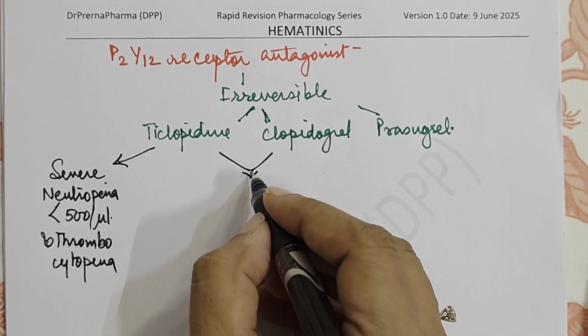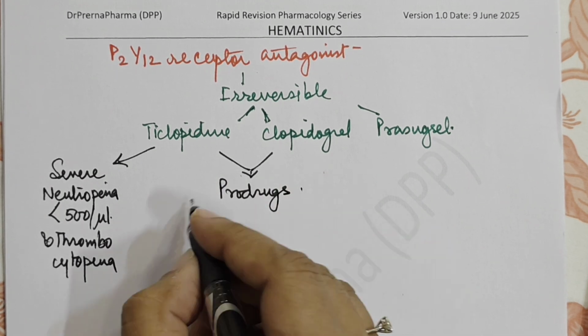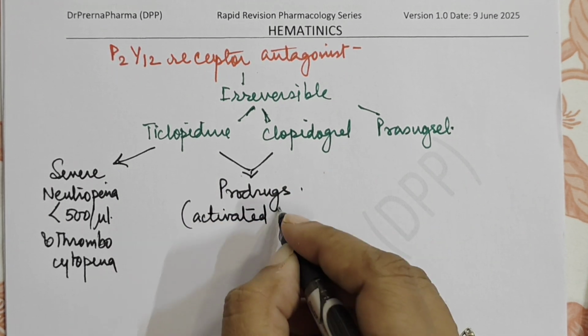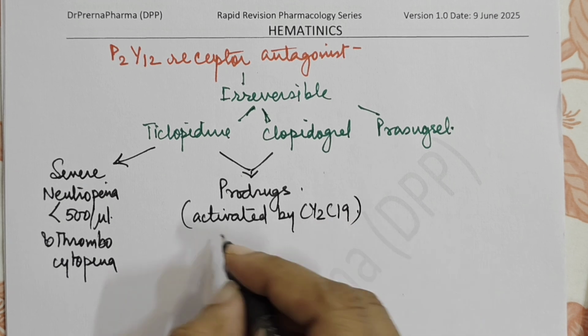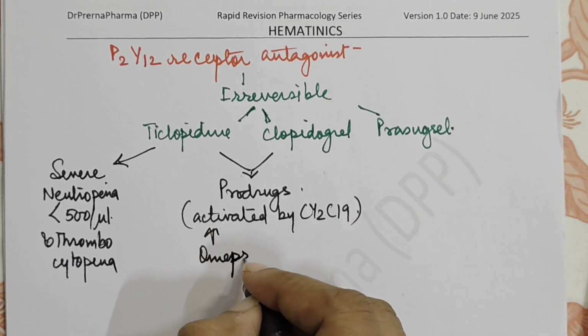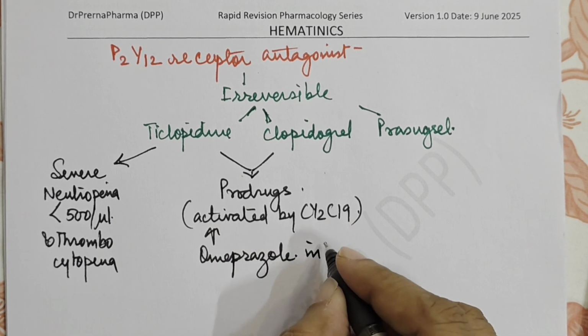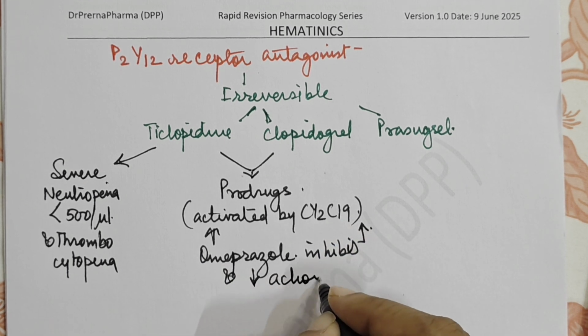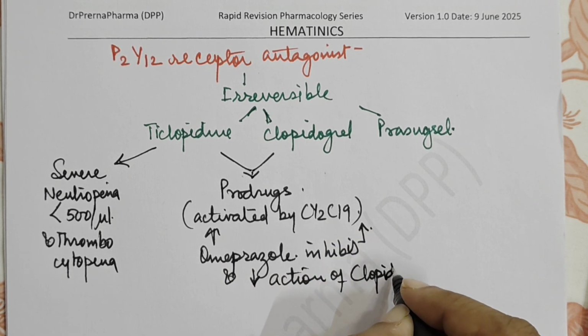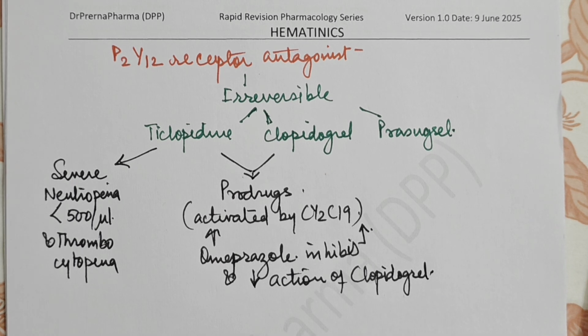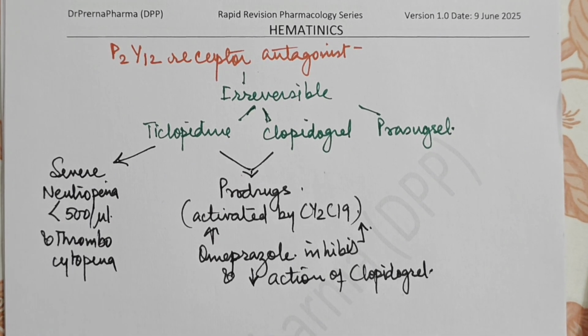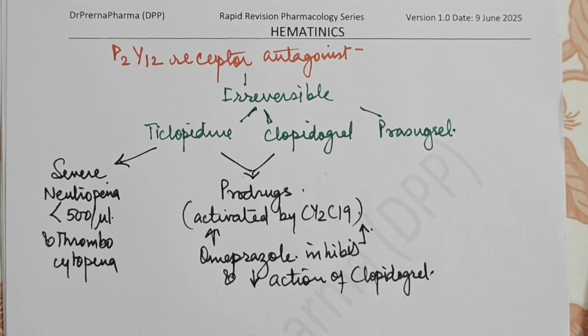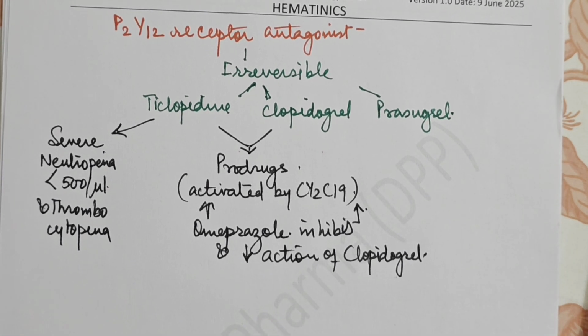Another important thing: ticlopidine and clopidogrel both are prodrugs, and they are activated by CYP2C19. And if you remember, omeprazole, which is a PPI, if you have seen my video on GIT, omeprazole inhibits this CYP2C19 and reduces the action of clopidogrel. I had explained to you also that usually when the enzyme is inhibited, there is toxicity, but here the case is opposite. It's a trick that you have to remember: clopidogrel will not convert into the active form if the enzyme is not active. Okay, so please remember this.